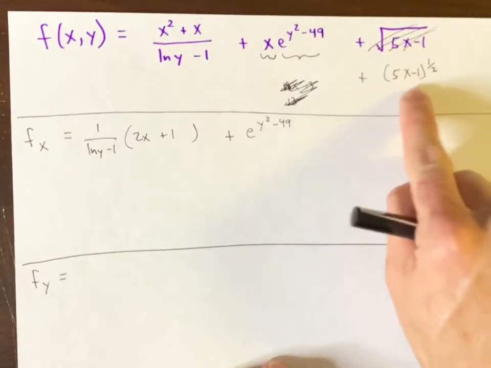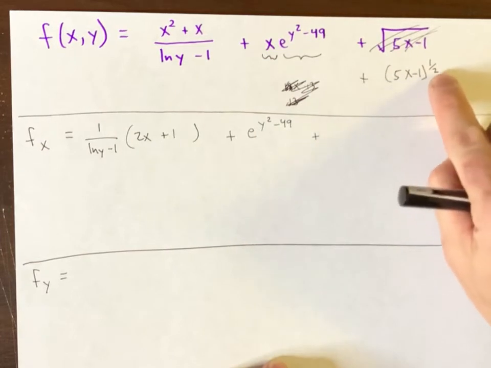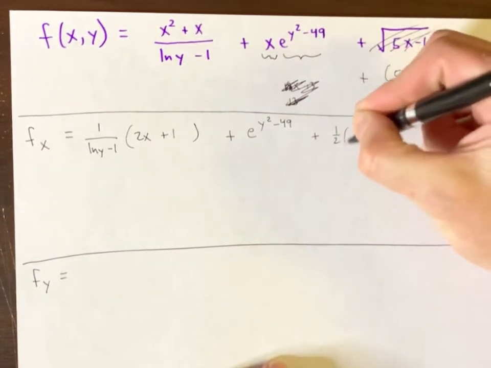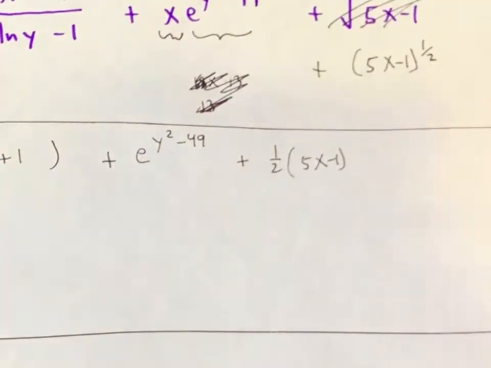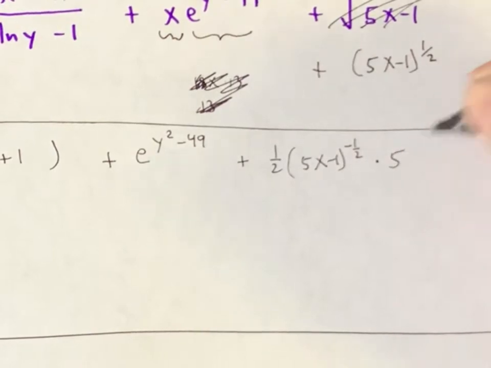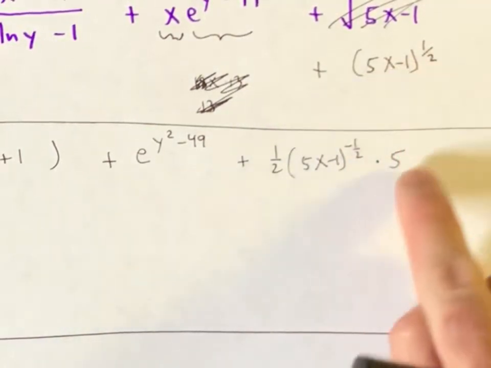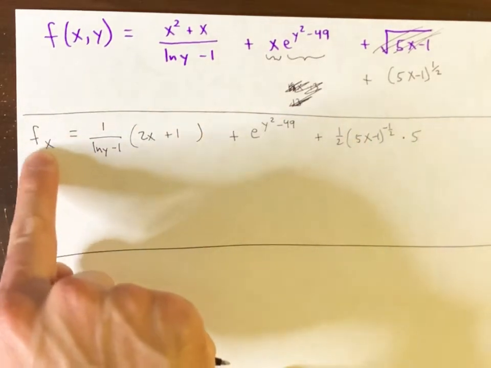Now over here, since this has x's, let's take this derivative. So do the power rule. So the 1/2 comes to the front. You keep the inside the same. You subtract 1 from the exponent to get negative 1/2. And then by the chain rule, you multiply by the derivative of the inside, which is just 5. So really, this is the answer for the partial derivative with respect to x.